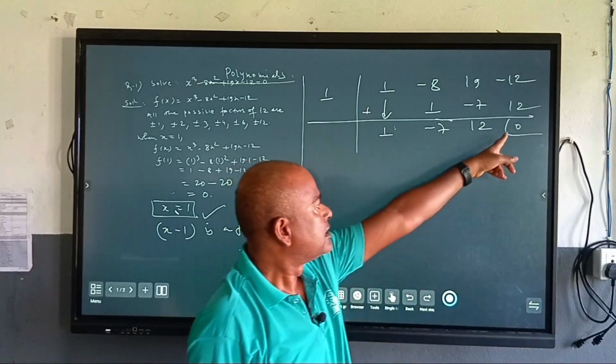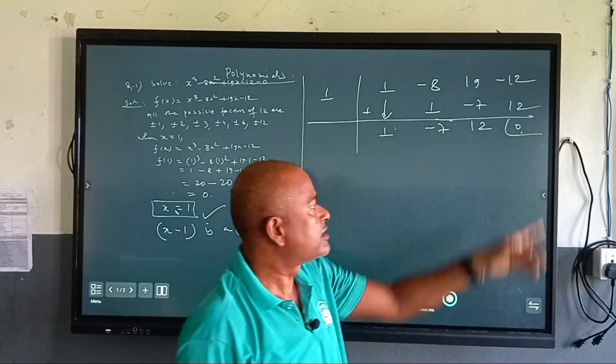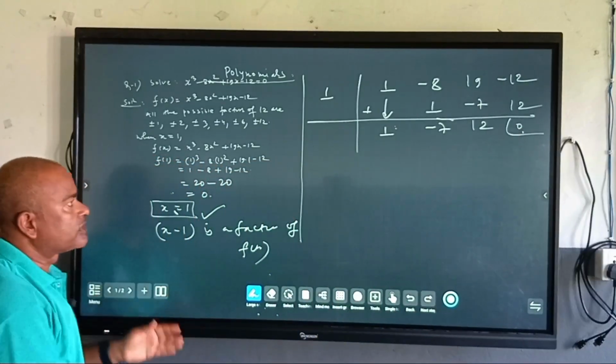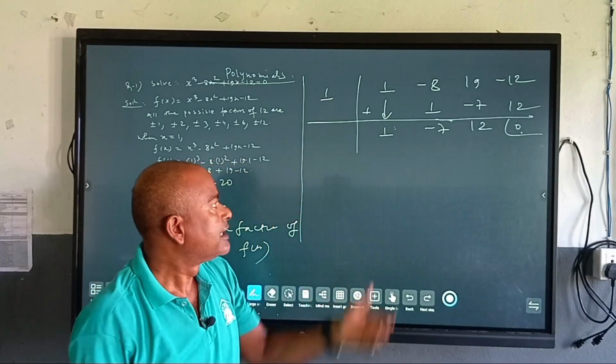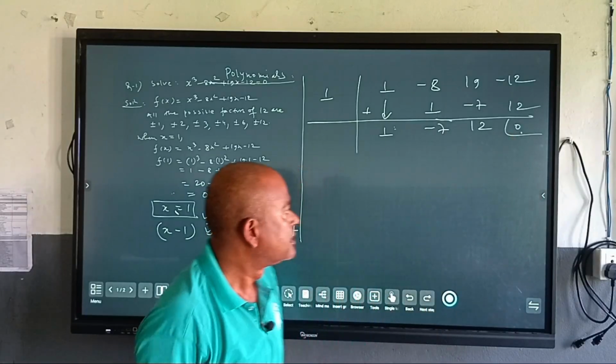So dear students, the last number is the remainder and it must always be 0, because we know x minus 1 is a factor. If we divide any polynomial by its factor, then the remainder must be 0.